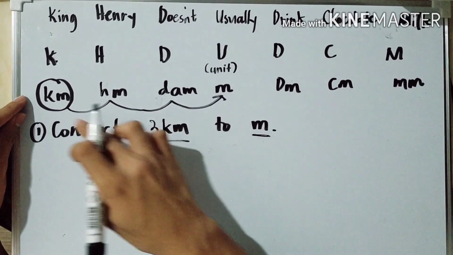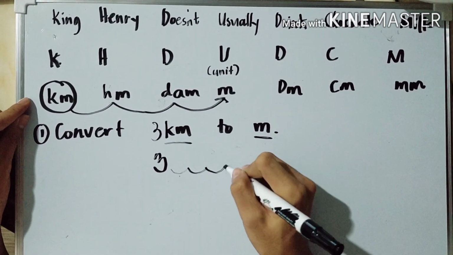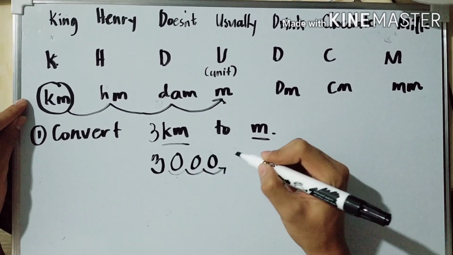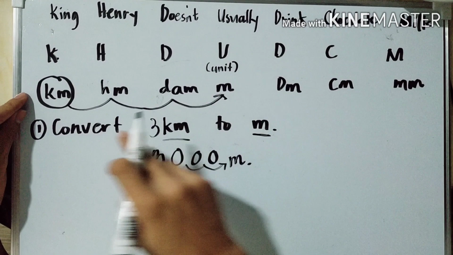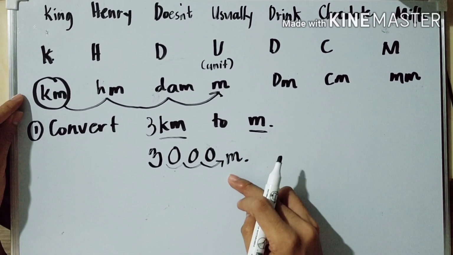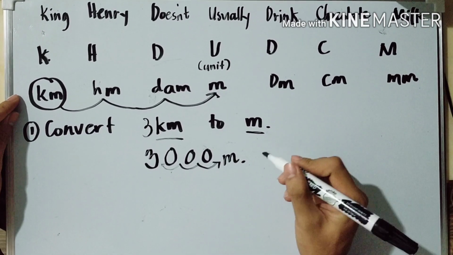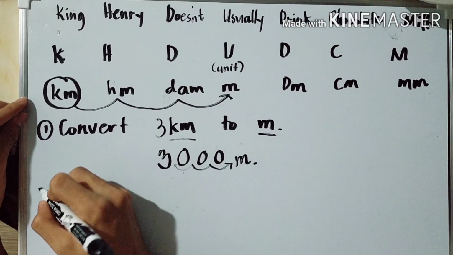Okay, so magiging 1, 2, 3. Then, fill in empty spaces by 0. Then, write the units, meter. So, dahil tayo nag-move to the right, ang move mo dito is to the right. Okay, so from the decimal point, you move 3 spaces to the right. Therefore, 3 kilometer is equal to 3,000 meter.